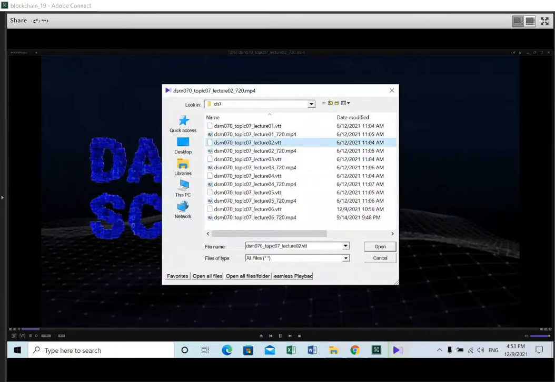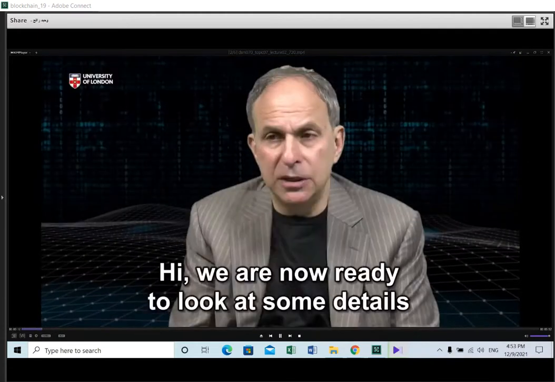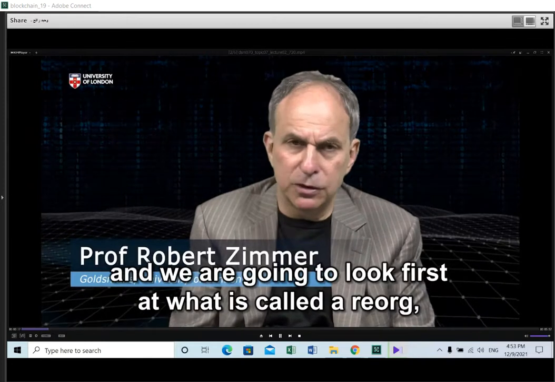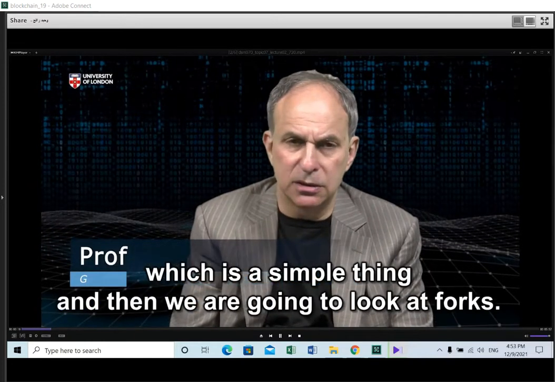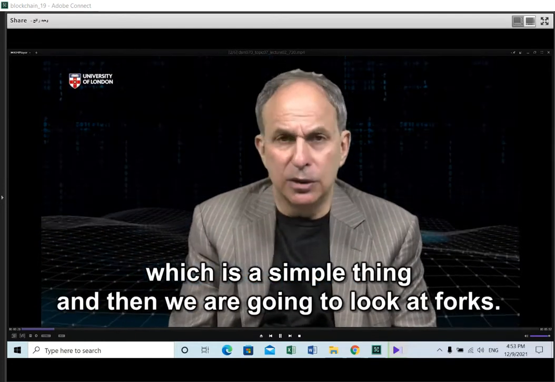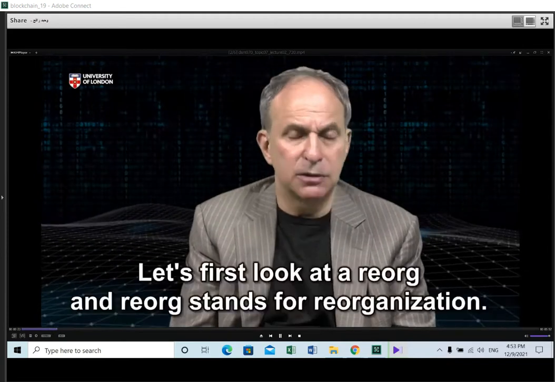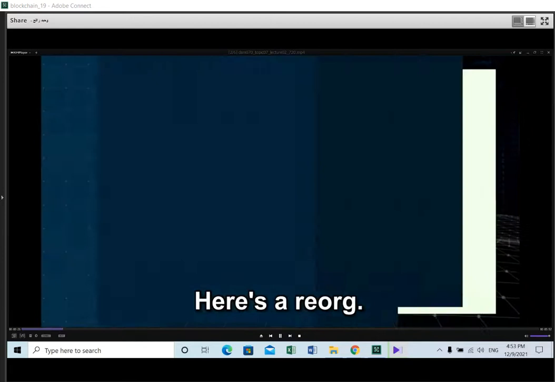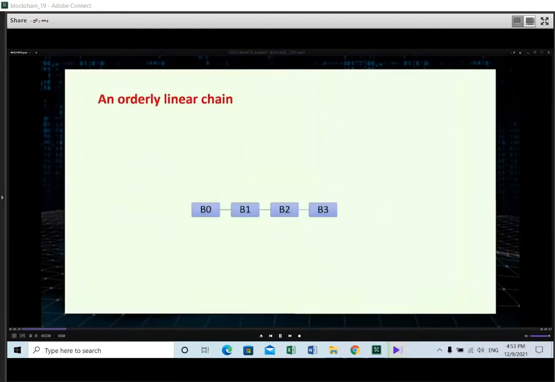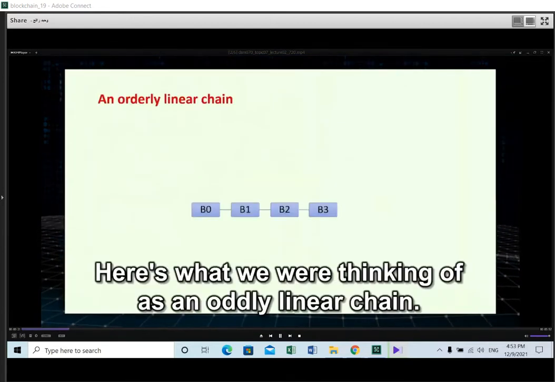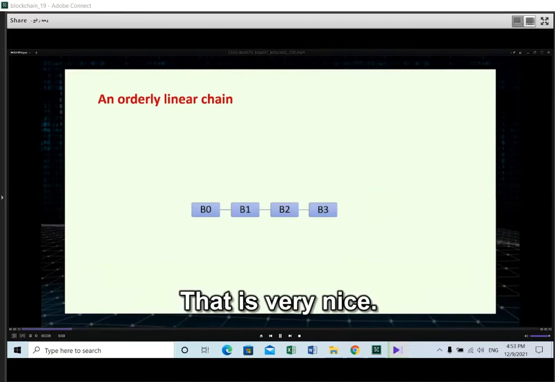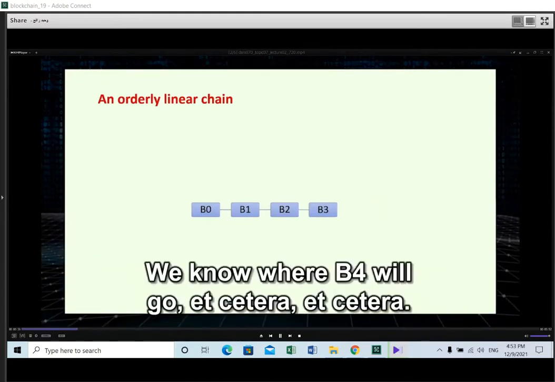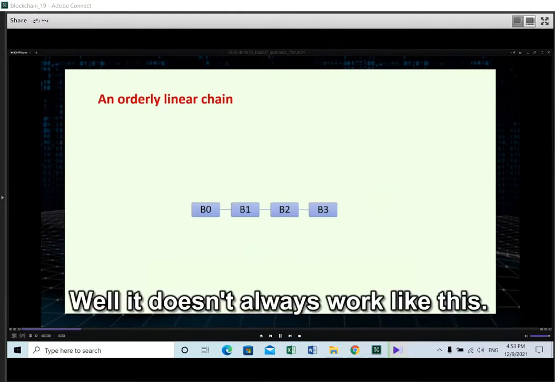Hi, we're now ready to look at some details, and we're going to look first at what's called a reorg, which is the simplest thing, and then we're going to look at forks. But let's first look at a reorg, and reorg stands for reorganization. Here's what we were thinking of as an orderly linear chain. That's very nice. We know where B4 will go, etc. Well, it doesn't always work like this.